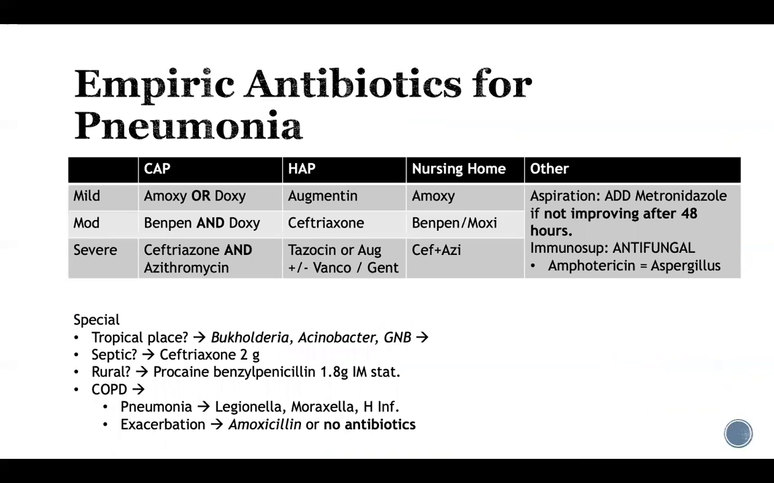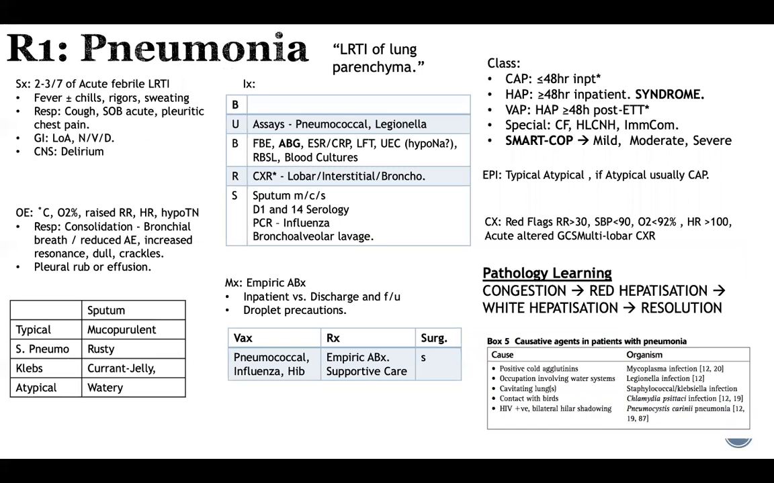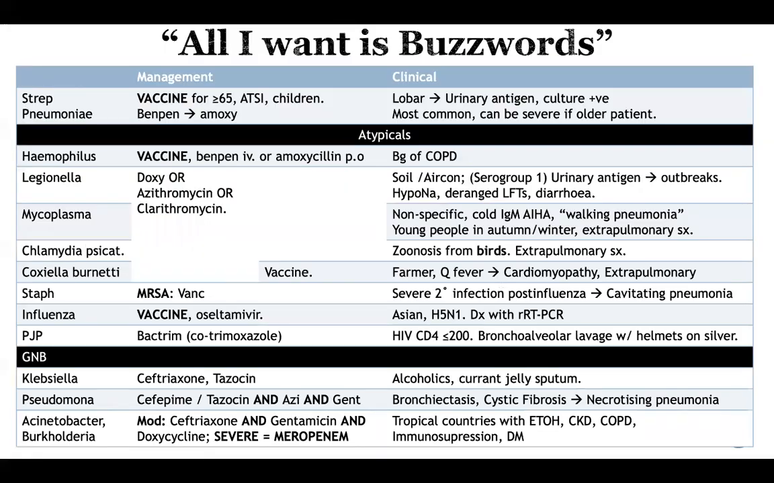And that's a summary. And then that's another summary. And this is a table from that EMQ book that I put up just now. Okay, yeah. And now all I want is buzzwords, because at this point, I guess everyone wants buzzwords. So these are the different organisms that can cause pneumonia.